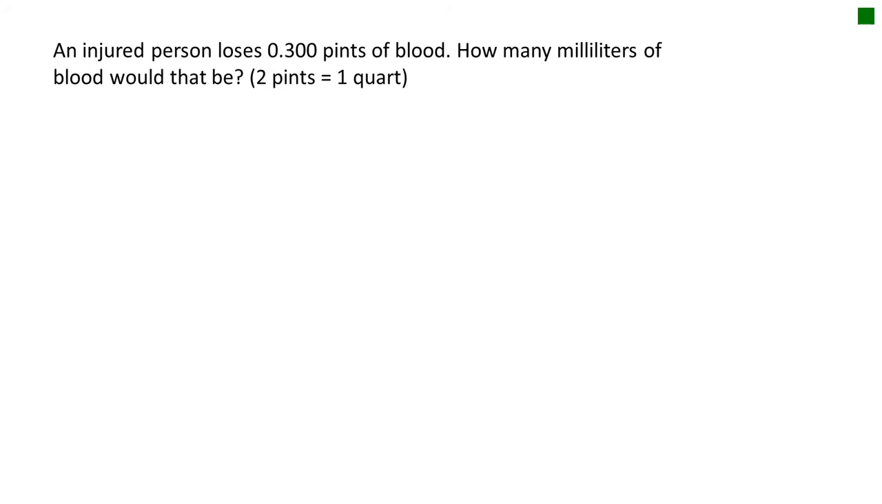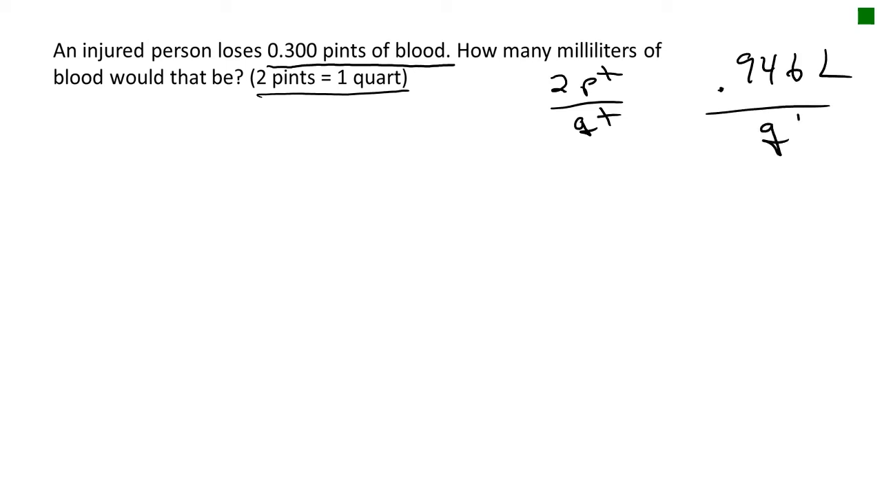All right, so if someone loses 0.3 pints of blood, how many milliliters of blood would that be? Well, we know some things. We're told that there's 2 pints per quart. We also know that there are 0.946 liters per quart from working with that problem earlier.